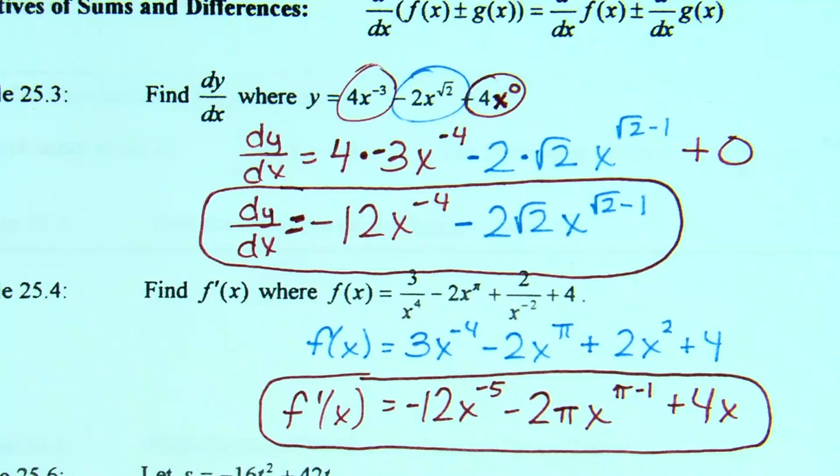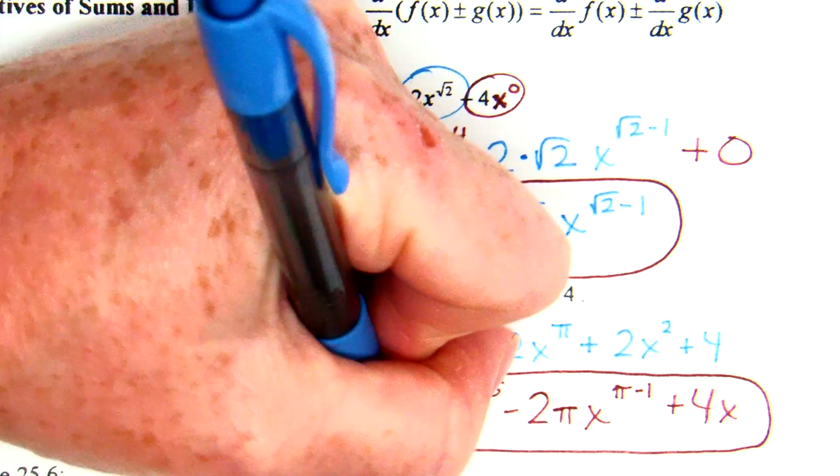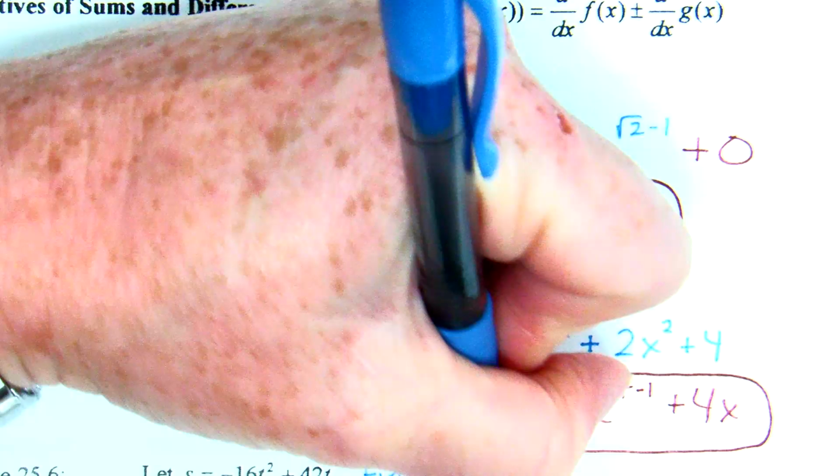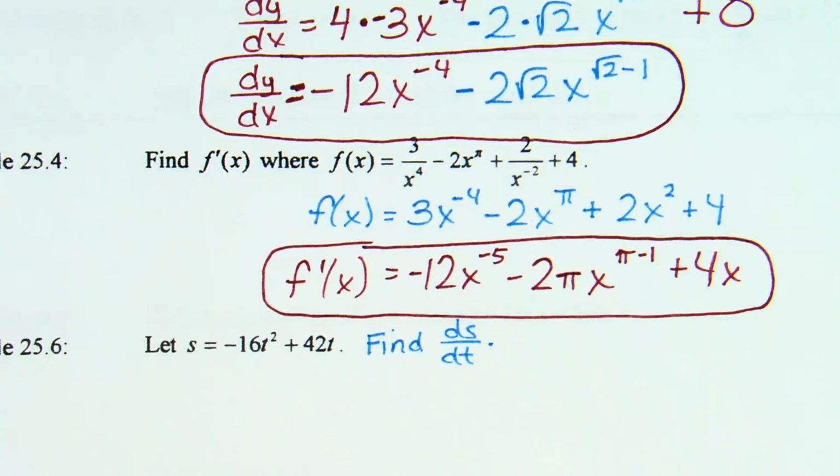How was that? The next one, it says let s equal negative 16t squared plus 42t. Find ds dt is what the statement should read. It doesn't ask you to find anything. You got left off. So find ds dt. So we're finding the derivative of s with respect to t.